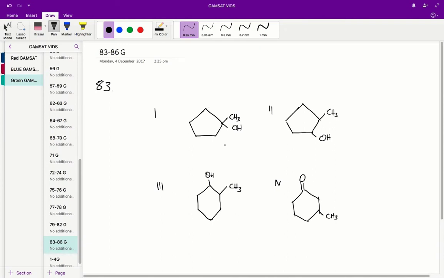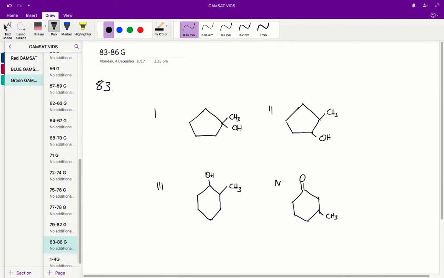Questions 83 to 86 in the ACER green paper. Question 83. For the compounds 1, 2, 3 and 4, those that have chiral carbons are... So chiral carbons are carbons which are attached to 4 different groups. So let's go through each of these compounds and see whether any of them have a chiral carbon.